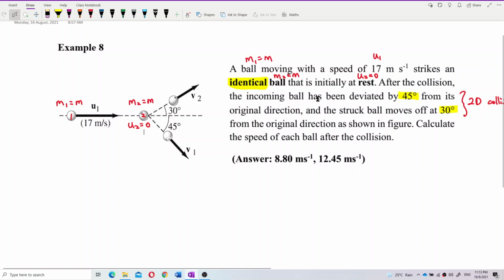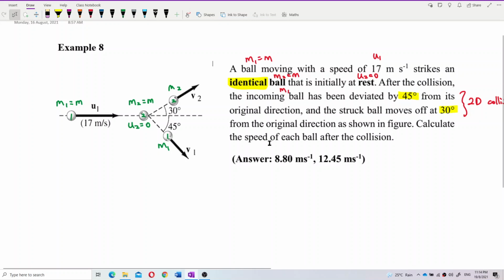the incoming ball has been deviated. The incoming ball is the moving ball, which is mass 1, deviated by 45 degrees. So you see, 45 degrees over here, below the positive axis, and the other one should be m2. This one is ball 1, this is ball 2. Maybe I just change this into green color. The struck ball, which is the mass 2, initially at rest, moved at 30 degrees above the positive axis as shown in the figure.